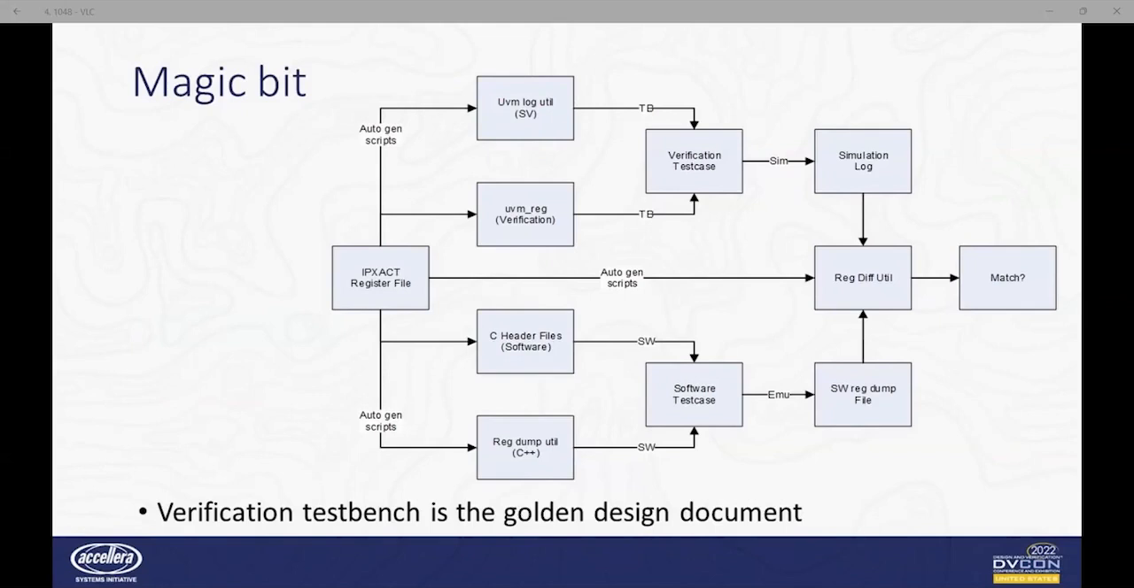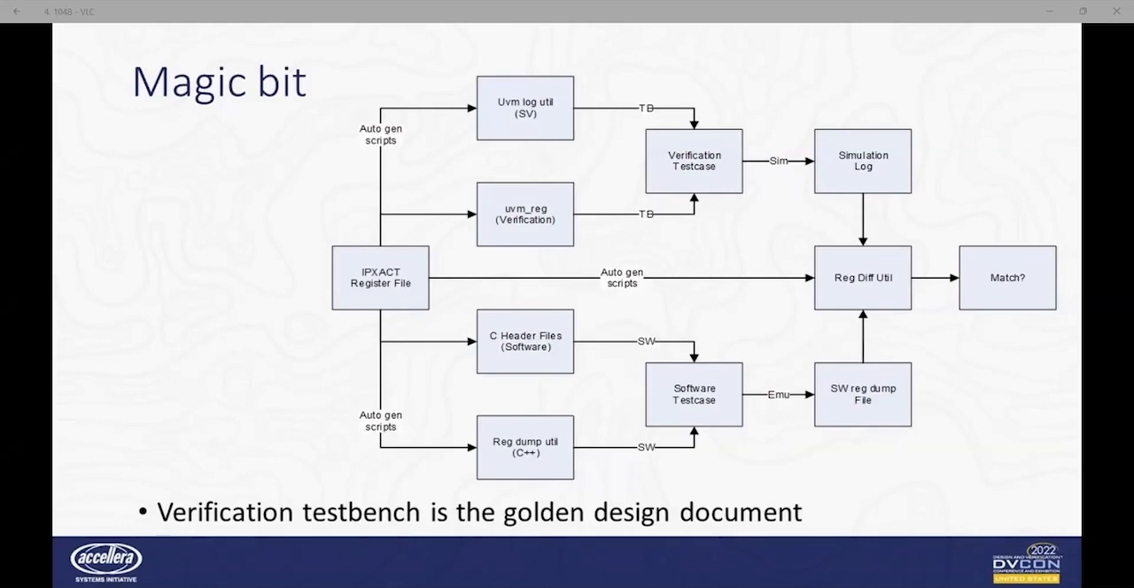One of the common problems we see is the magic bit. When the hardware designer has to patch something in the RTL, no one in the software team knows what is the correct register value to make the hardware work. Therefore, the software fails. We have developed some scripts to automate the comparison of the register dumps from the software test running in the emulation and from the simulation log.